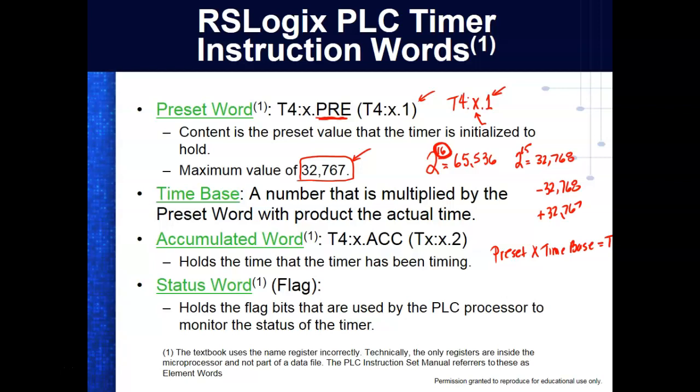Yeah, the flag bits. By the way, the books call these registers. Technically, they're not registers; they're words. So if you wanted to find this inside the document, you wouldn't say registers; you'd say status words. Time base. Which ones can you access directly? You can address that one. You can address this one. You can't address this guy right here. I'm sorry. You can't address the time base. So those are definitely constants.